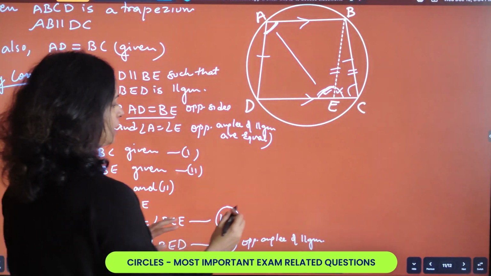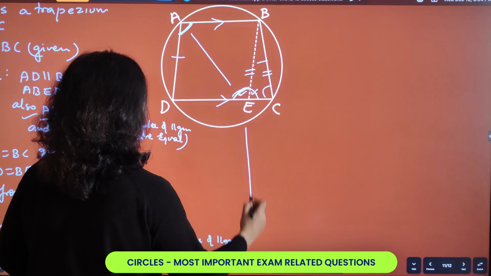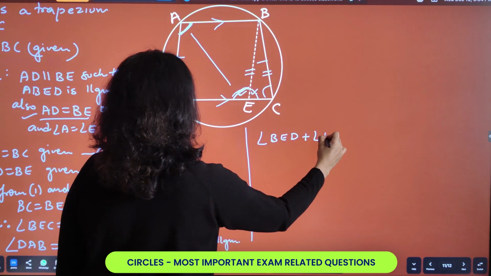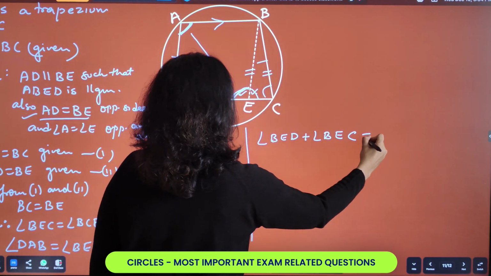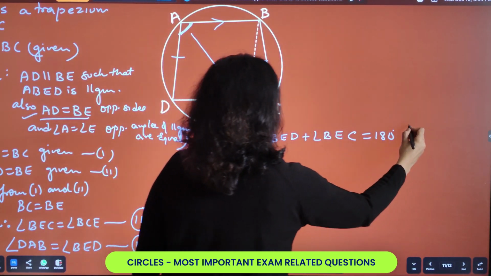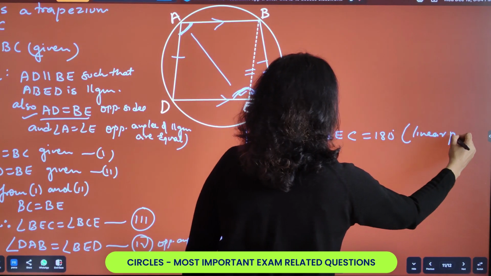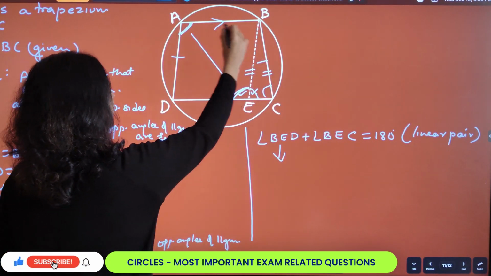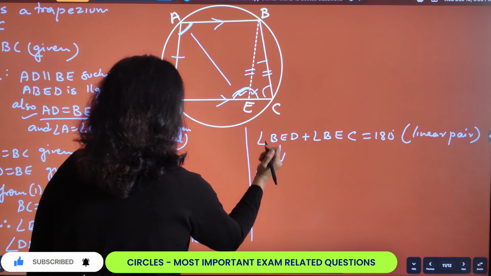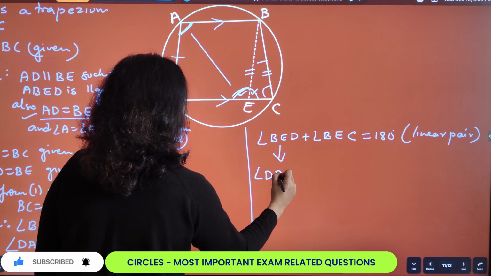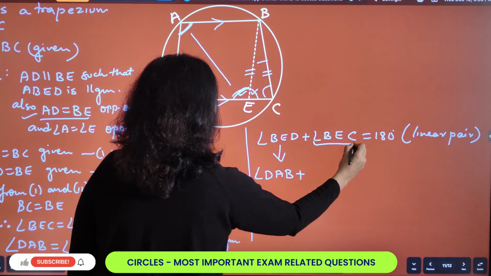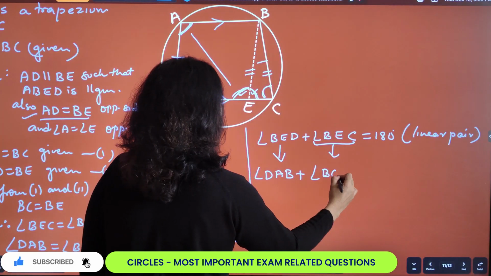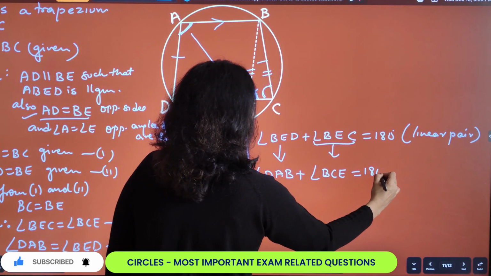Now if you see here, these two angles are linear pair angles. So we can write angle BED plus angle BEC is equal to 180 degrees. Why? They are a linear pair. So in place of BED, I can write angle DAB, plus, in place of BEC, I can write angle BCE, equal to 180 degrees.